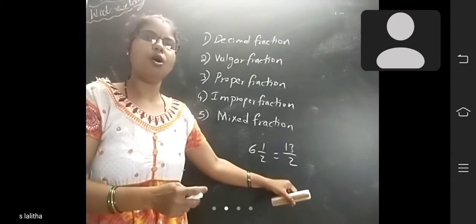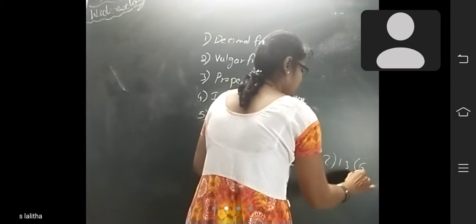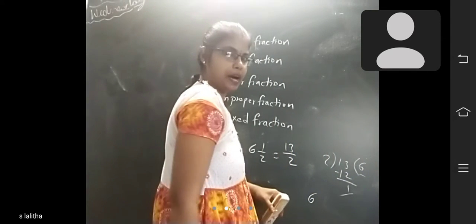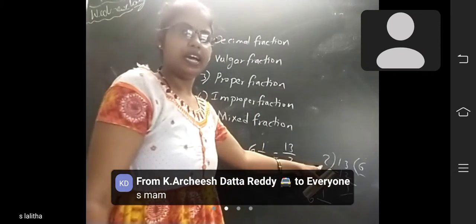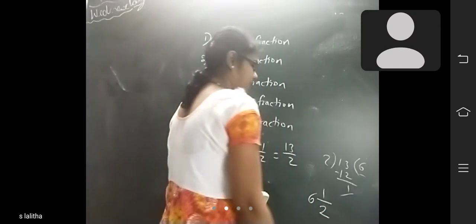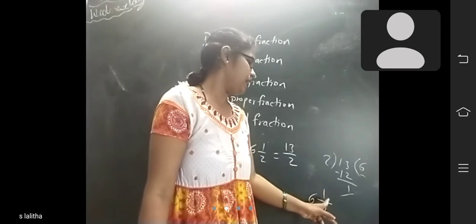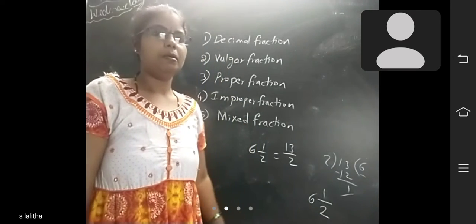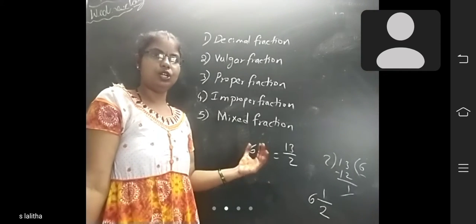Now this 13 by 2, how can you convert into mixed fraction? Divide. 2 6s are 12. 13 minus 12, 1. So what is the quotient? Quotient write as a whole number part and remainder write as a numerator, and divisor write as a denominator. Did you understand? That is the mixed fraction. Did you understand how to convert mixed fraction to improper fraction to mixed? Okay.